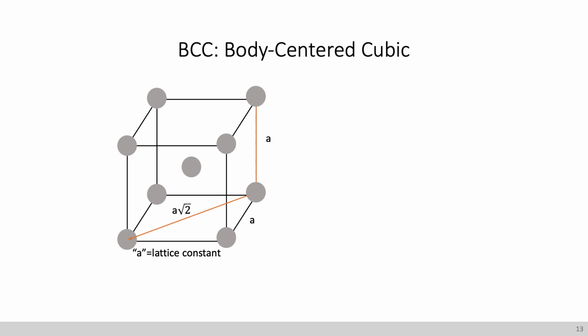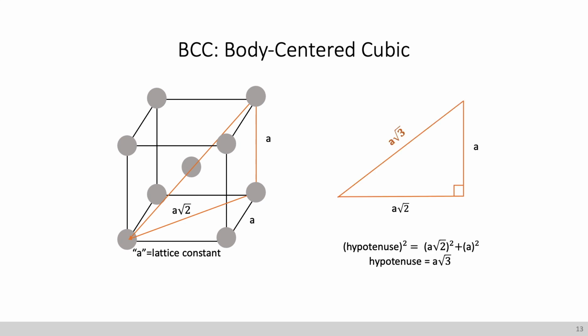With this, the length is A on the side. We have a hypotenuse on the bottom, A square root of 2. And then to make the larger hypotenuse from one corner of the cube to another, we find from the Pythagorean theorem that the hypotenuse length is A times square root of 3, and so we document that here.